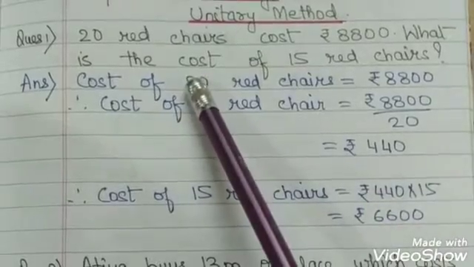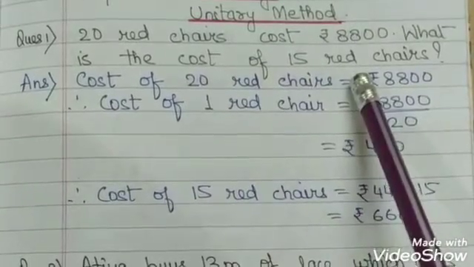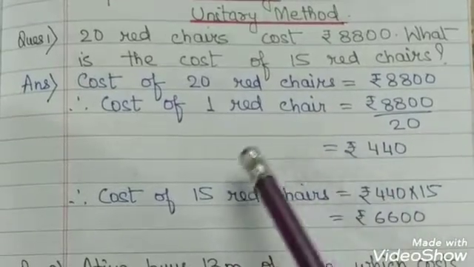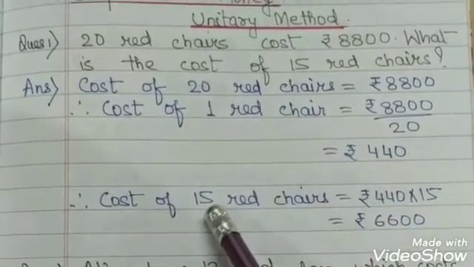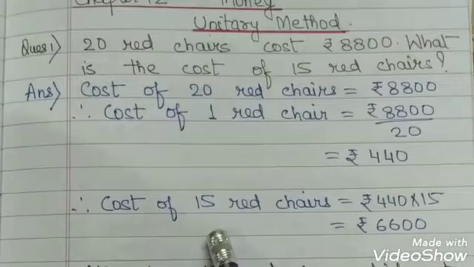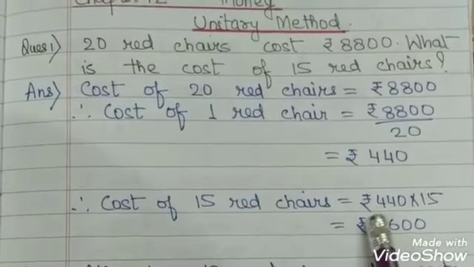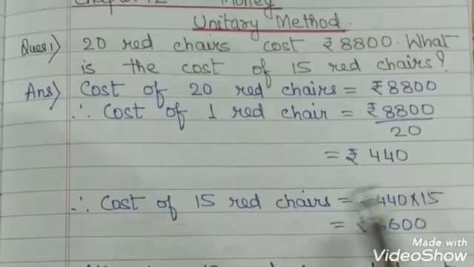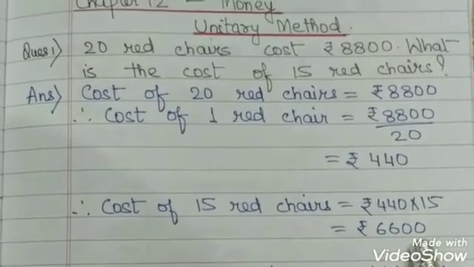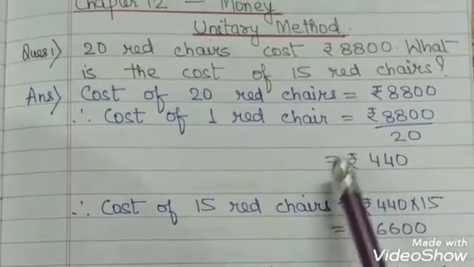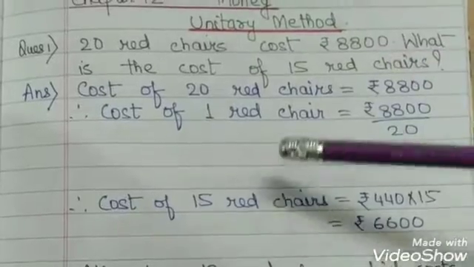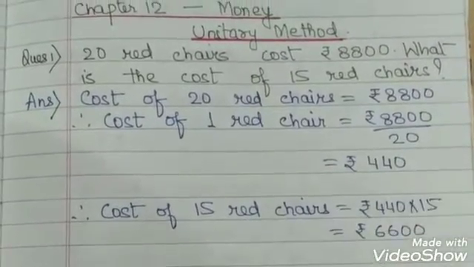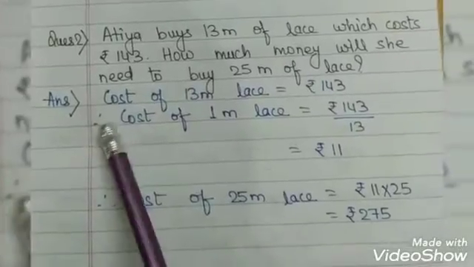Now what do we have to find? We have to find the cost of 15 red chairs. So for finding the cost of 15 red chairs we will multiply the cost of one red chair with 15. Therefore, cost of 15 red chairs is equal to rupees 440 multiplied by 15. When we multiply these two numbers we get the answer rupees 6,600. Thus in this way we first find the value of one chair and then the value of 15 chairs. Let's solve one more example.